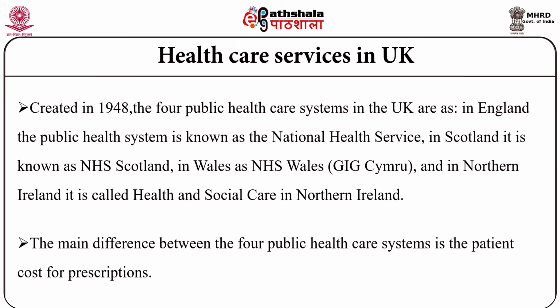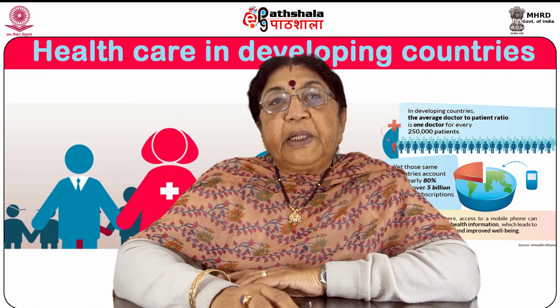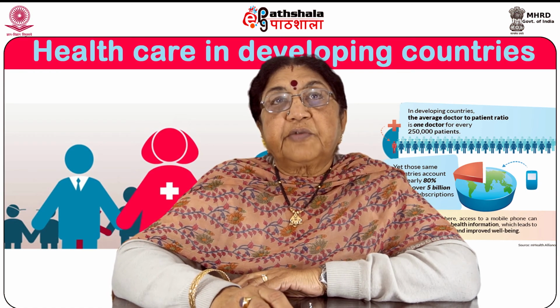Now, health services in the UK. Created in 1948, the four public health systems in the UK are: in England, the public health system is known as the National Health Service. In Scotland, it is known as NHS Scotland. In Wales, NHS Wales. And in Northern Ireland, it is called Health and Social Care in Northern Ireland. The main difference between the four public health systems is the patient cost for prescriptions.